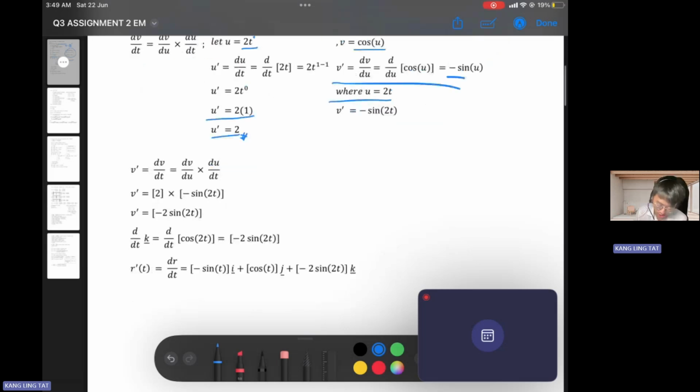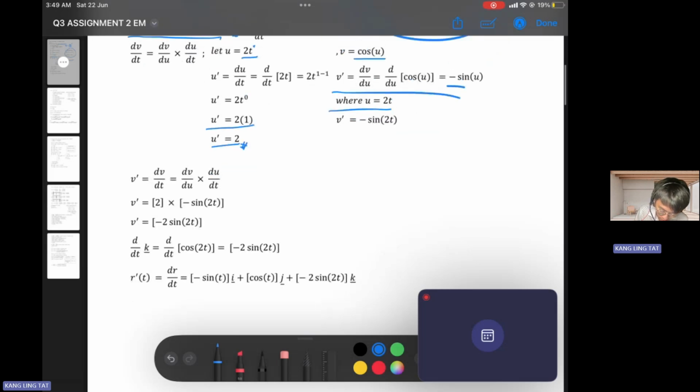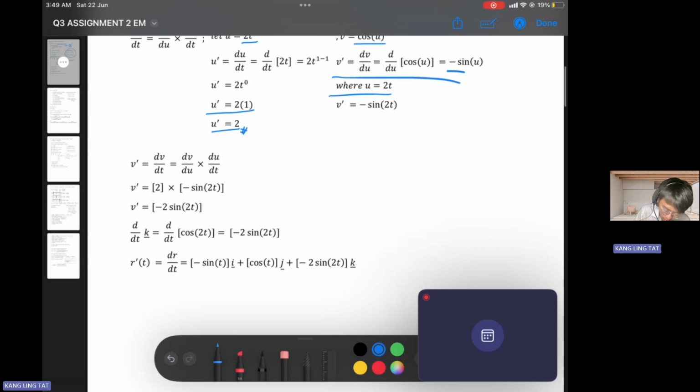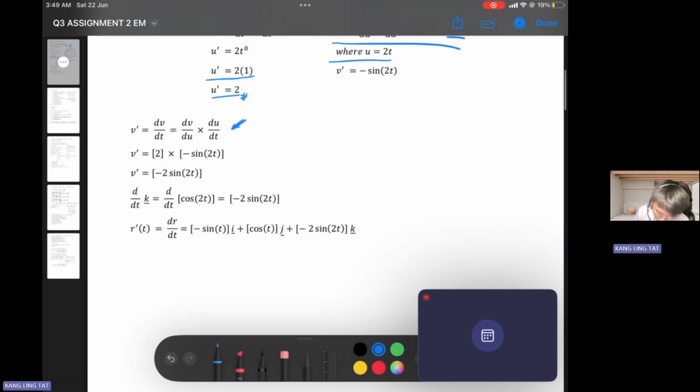Great. So now it's because of the chain rule. So we know that the derivative of v in terms of t will be equivalent to dv over du times du over dt. So it's shown right here. Okay, so we just need to multiply these two, and the final answer we got for the derivative of k, the coefficient for k, will be -2 sine 2t.